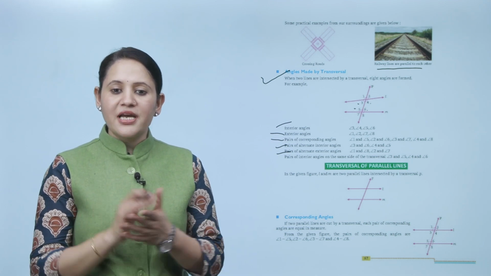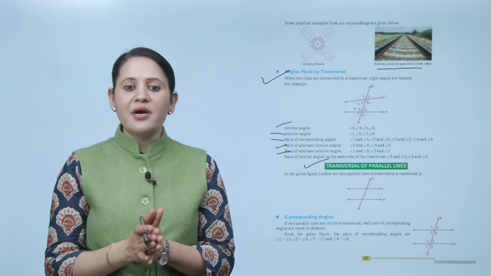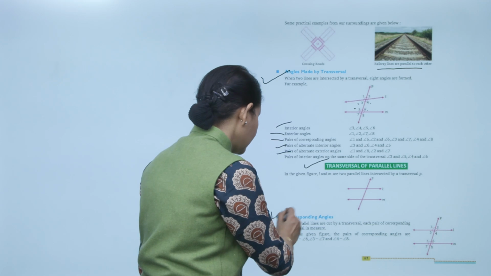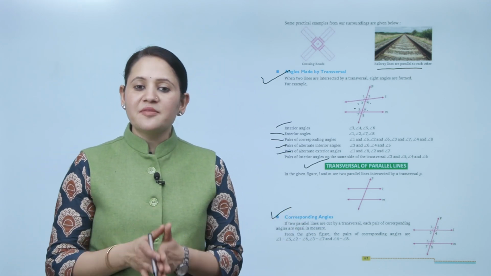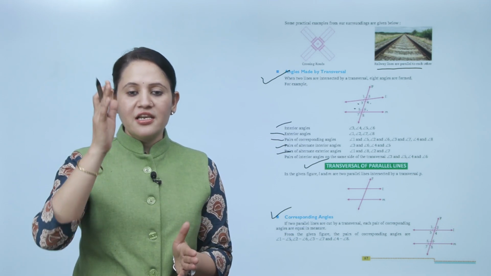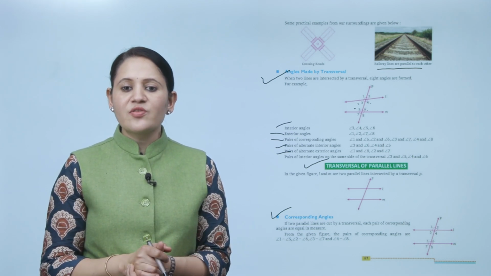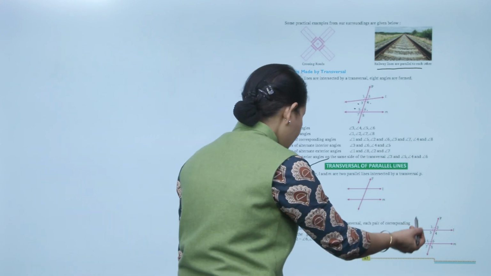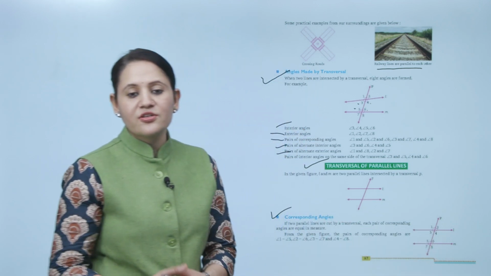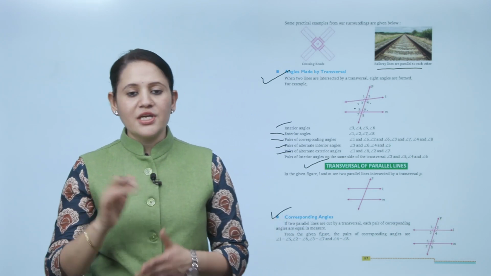Next is transversal of parallel lines. In the given figure, L and M are two parallel lines intersected by the transversal P. Next is corresponding angles. If two parallel lines are cut by a transversal, each pair of corresponding angles is equal in measure. If two lines are parallel and a line is transversal to them, then the pairs of corresponding angles would be equal. From the given figure, the pairs of corresponding angles are angles 1 and 5, 2 and 6, 3 and 7 and 4 and 8. So they all will be equal. Means angle 1 equals 5, 2 equals 6, 3 equals 7 and 4 equals 8.